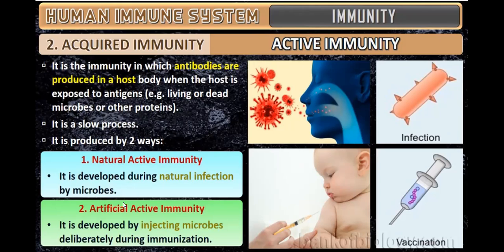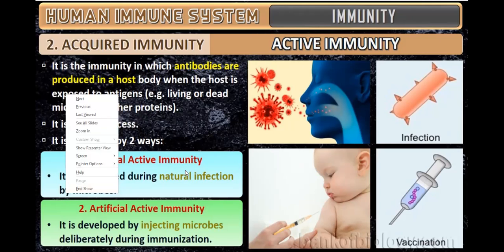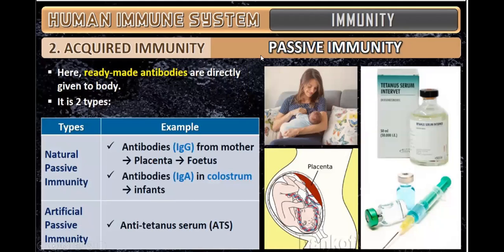So in this way, we have discussed active immunity, that is, natural active immunity and artificial active immunity. Then passive immunity.